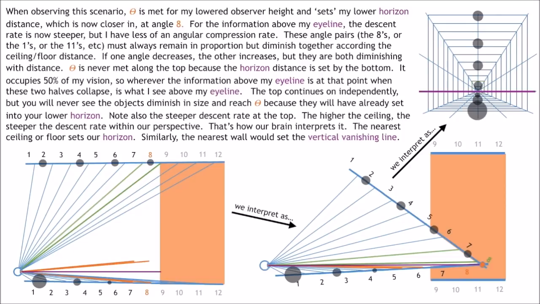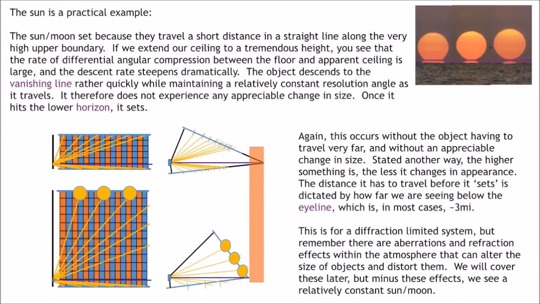You also have the object larger to start out with, but then it gets rapidly smaller with distance because of how close in proximity those transversal lines are. And along the top, you have the object start out smaller, but it remains relatively stable because the angular size compression rate is not as great. So the angles remain somewhat large as it descends away from you. And it maintains its relative size for the most part. And at the end, it will eventually set into the horizon.